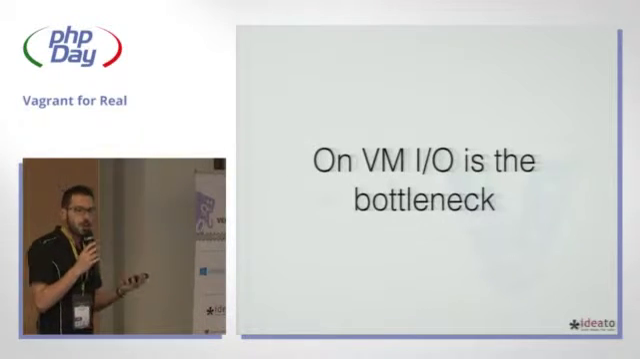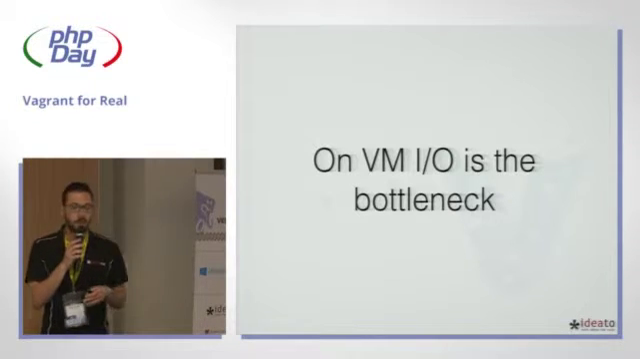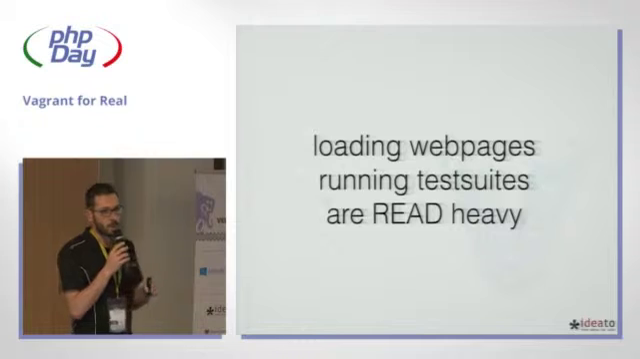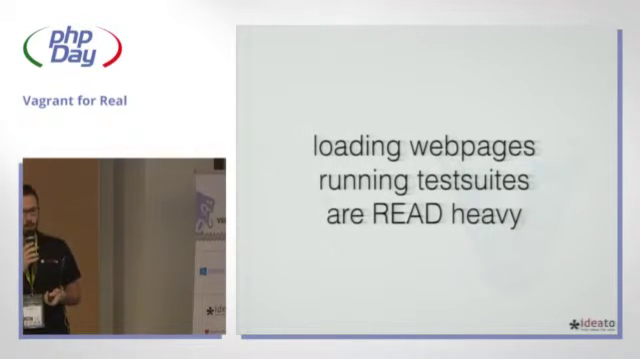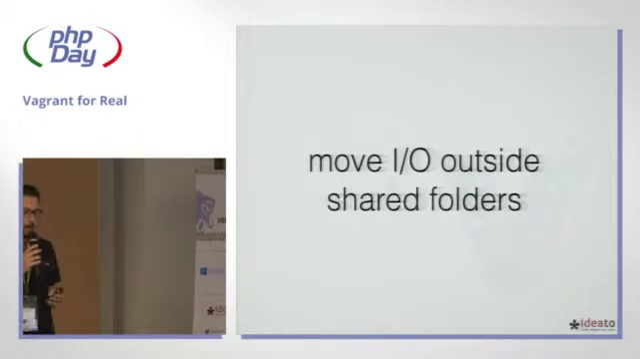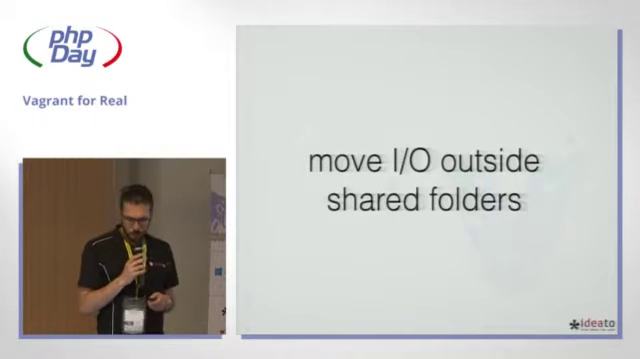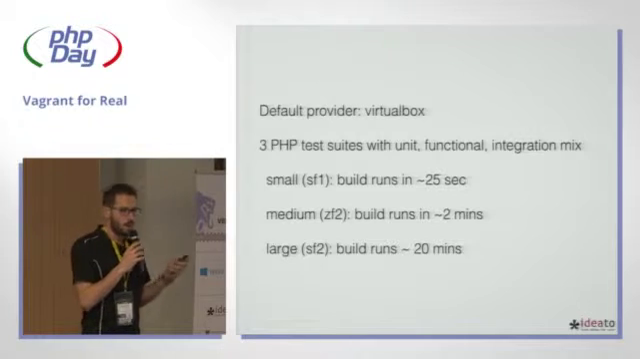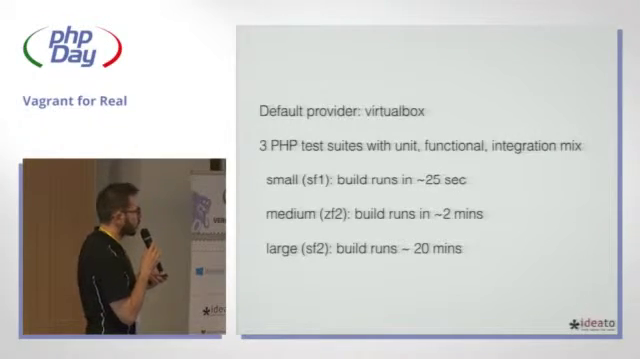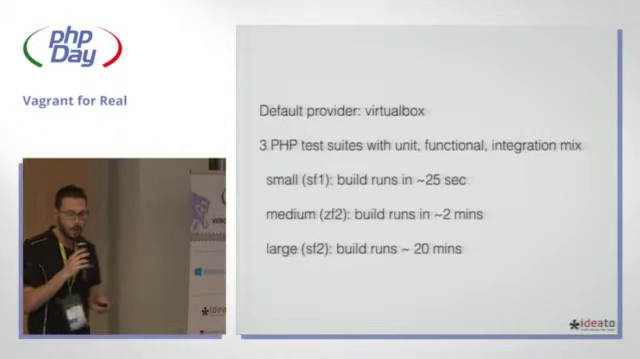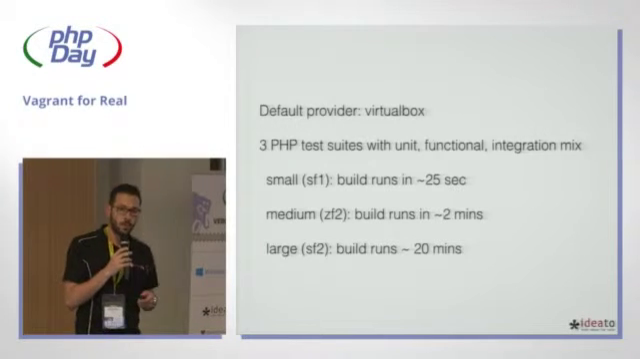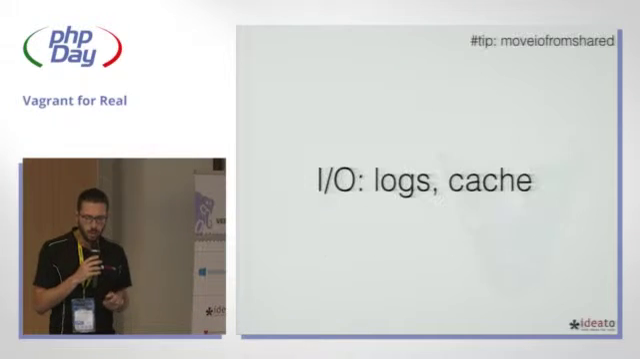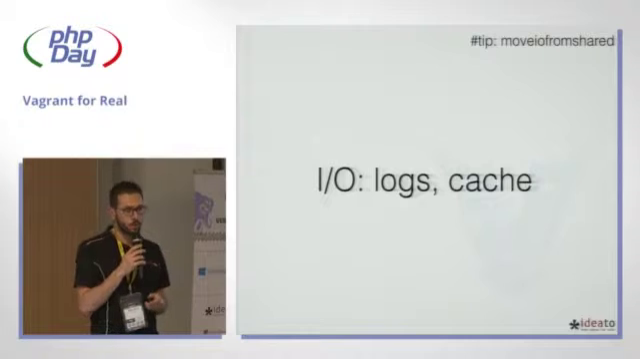In general, on a virtual machine, input-output writing on the file system is the real bottleneck. And our common activities, like loading web pages and running test suites, are in particular write-heavy activities. In general, a good tip is trying to move all the input-output outside the shared folders. Again, we tried to run some tests. We took 3 of our projects with 3 different sizes. Each one was composed of several kinds of tests: unit, functional, and integration tests. The smallest build runs in 25 seconds, the medium one in 2 minutes, and the large one in 20 minutes. Then we tried to move logs and cache files out of the shared folder.